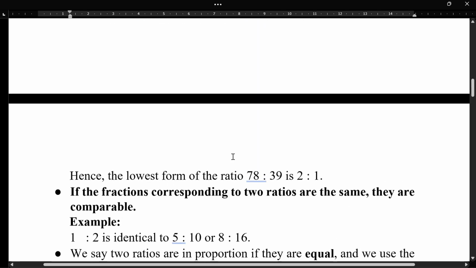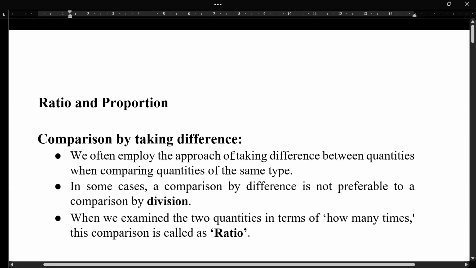So this is our whole chapter. Here we have learned the ratios, proportions, and the unitary method.